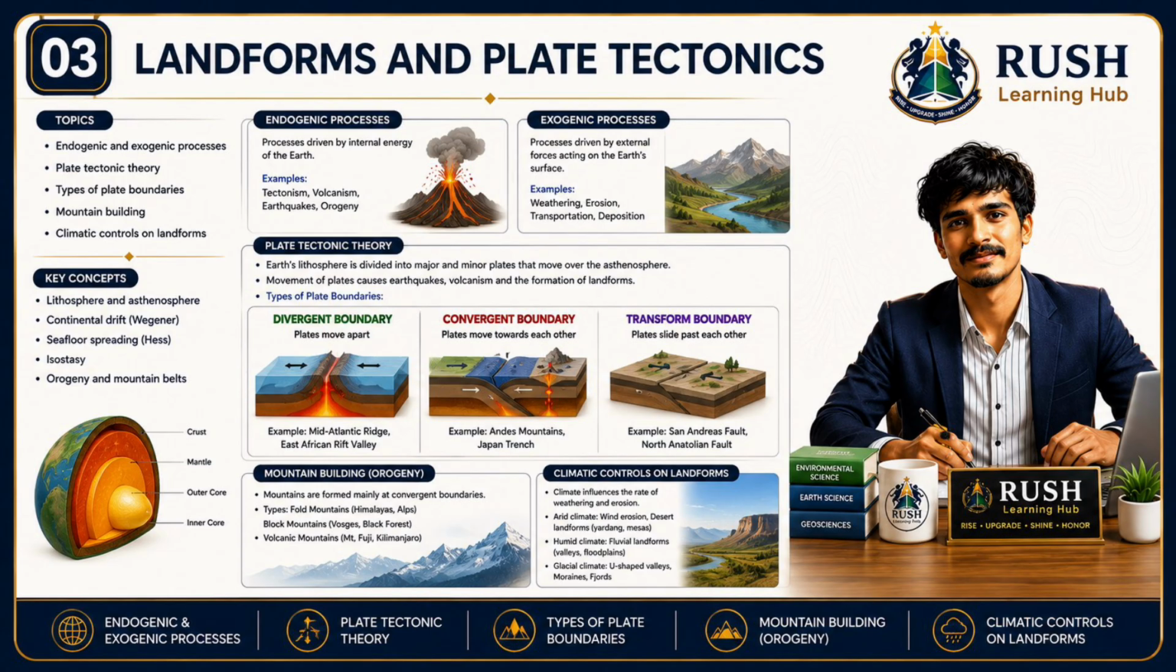Endogenic processes originate from within the Earth and derive energy from the Earth's interior. These processes include tectonism, volcanism, earthquakes, and mountain building. They are responsible for the creation of large-scale landforms such as mountains, plateaus, and rift valleys. In contrast, exogenic processes operate at the Earth's surface and derive energy mainly from solar radiation and gravity. These processes include weathering, erosion, transportation, and deposition. They continuously modify and reshape the landforms created by internal forces.